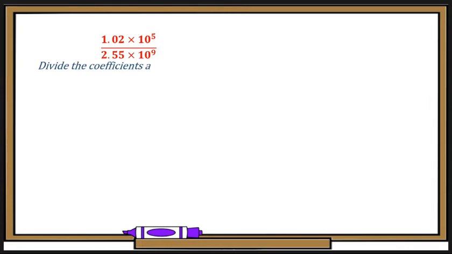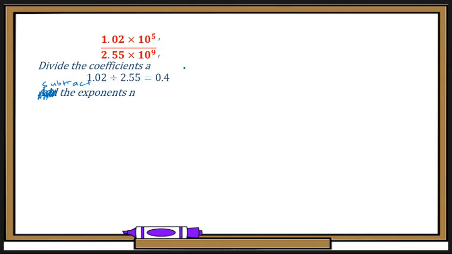So let's divide the coefficients a. So that is 1.02 divided by 2.55. If your answer is 0.4, then you are correct. Now, let's proceed with the next step. Oops, may mali ako dito. This should be subtract. Sorry. So, subtract the exponents n. What are the exponents? 5 and 9.